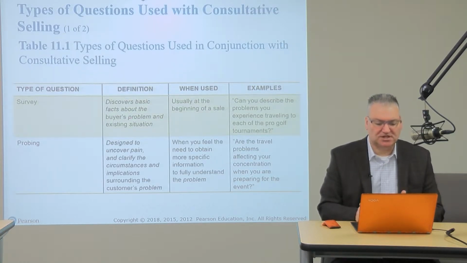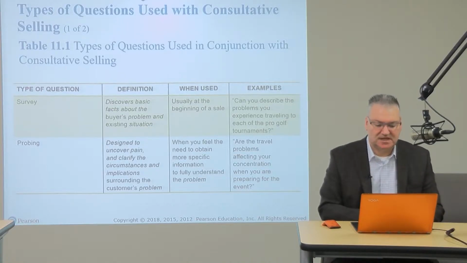So what are some of the questions that you're going to ask? Some of these questions you're going to use in consultative selling. You're going to ask different kinds of questions like survey, probing, confirmation, and need satisfaction questions. The survey questions will involve things like discovering the basic facts about the buyer's problem and what they're using now, what's their existing situation. This is used typically at the beginning of the sale, and you can use some examples like those given in the text here. Can you describe the problems you experience traveling to each of the pro golf tournaments?